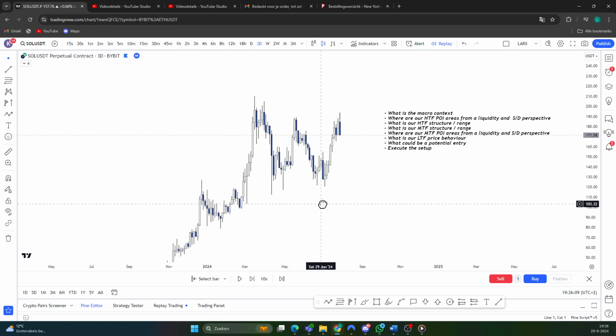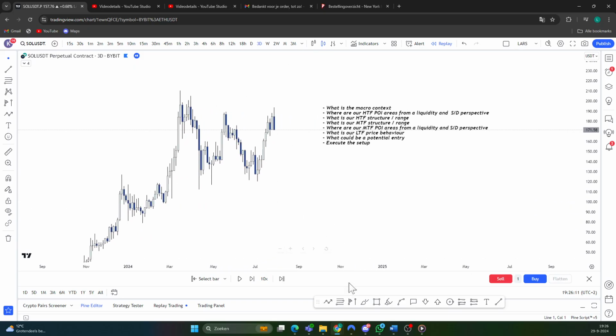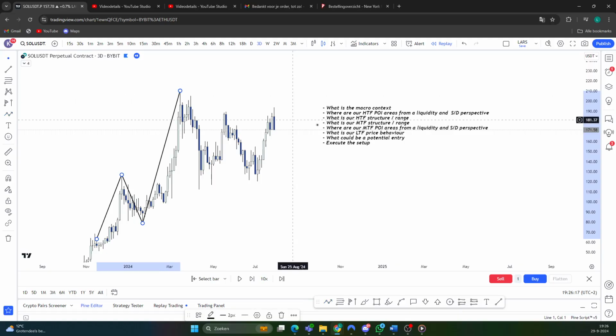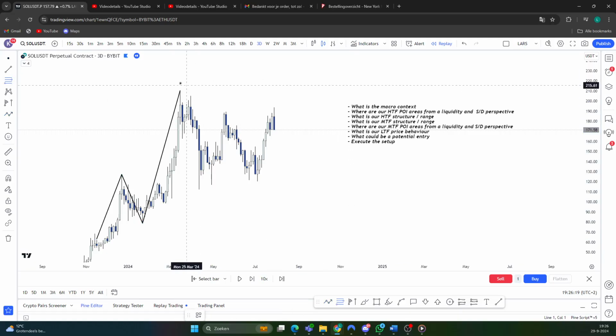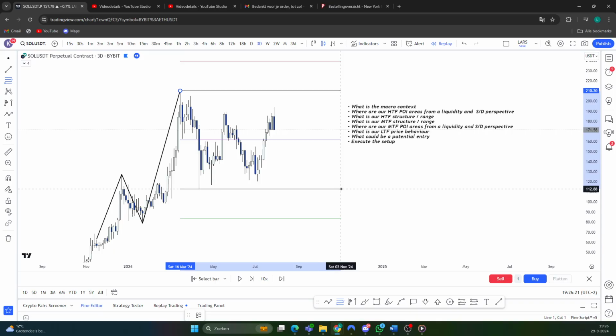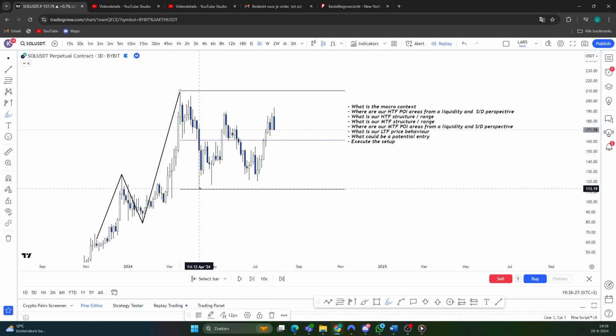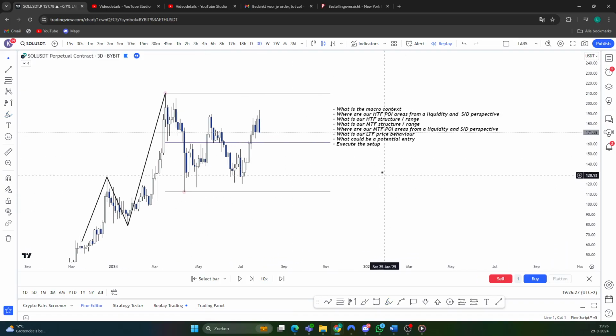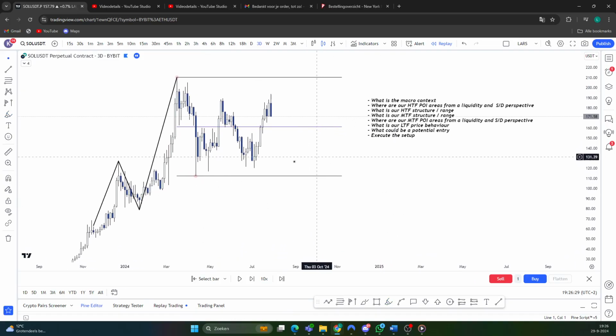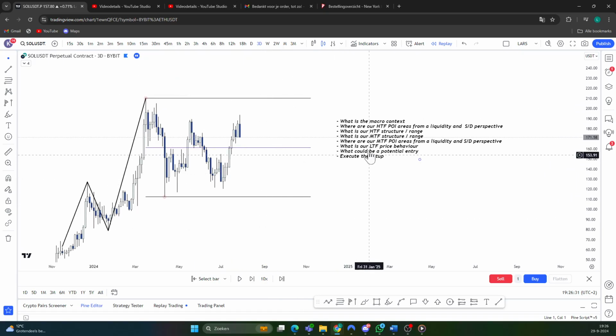What is the macro context? If I'm looking at the chart right here, I can clearly see a high time frame uptrend where we're trading higher low, higher high. And from there, we created a very good looking, obvious range, okay? Where we have our range high and we have our range low. So this is kind of the macro context that I'm building on Solana. Uptrend followed by a range.